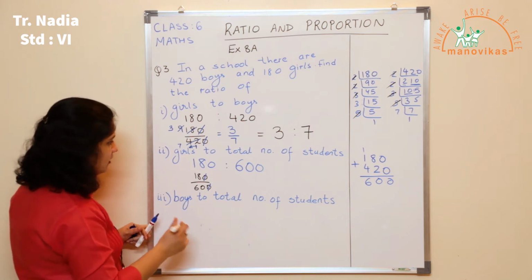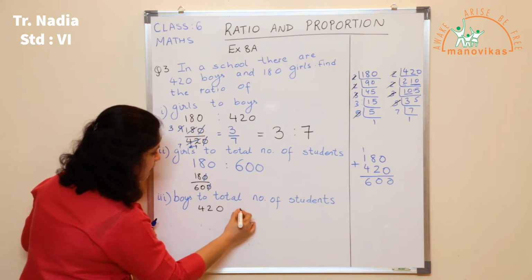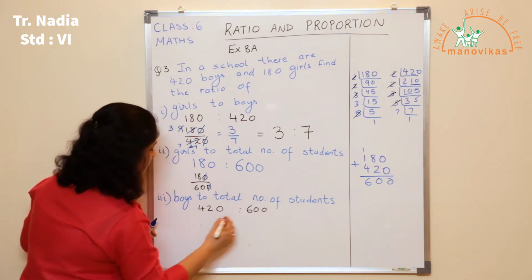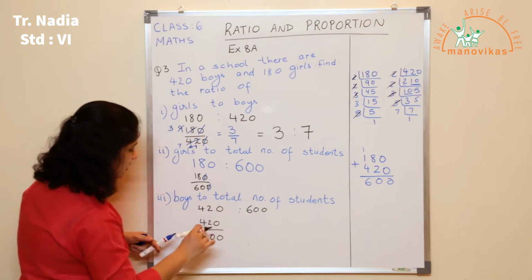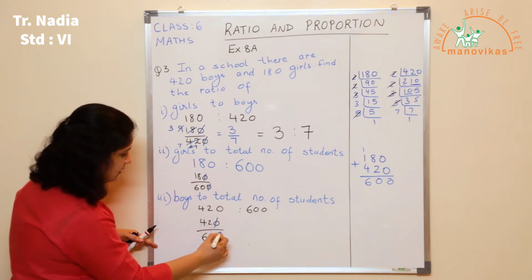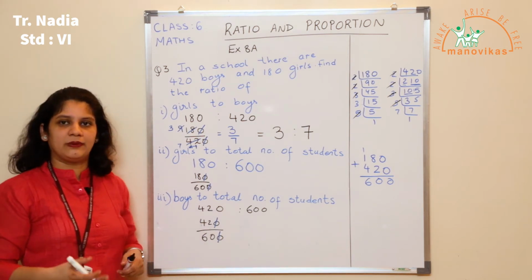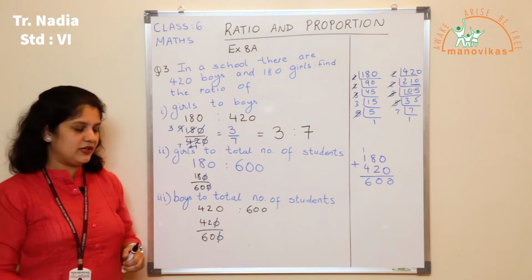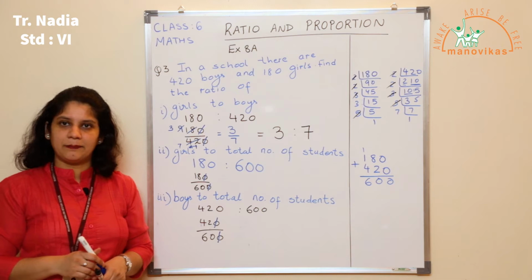Final one is boys to total number of students. So boys are 420. Total number of students is 600. My next step, write it as a fraction and try to reduce it. Here too there are zeros in the end, so cancel it. 42 upon 60. Again make use of 2 table, 3 table, whatever you all can make use of, and simplify it further. Get the ratio in the simplest form.